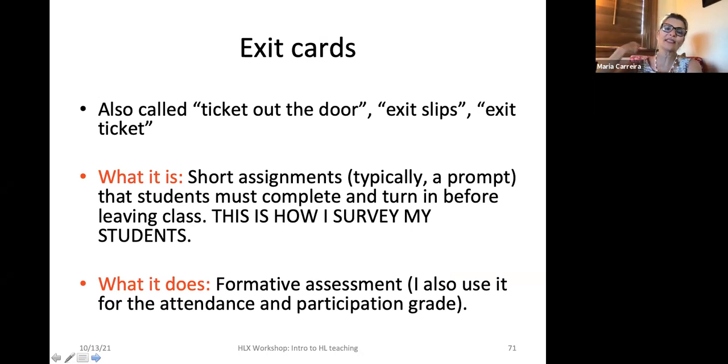Remember, surveying is key to differentiating instruction, right? So I use it as formative assessment. And by the way, I also use it for the attendance and participation grade. So I don't give attendance based on how many times they raise their hands. That's really difficult to keep track of, who's talking. And also I don't rely on my memory, because especially as I get older, my memory keeps going down. So I use the exit cards for that.